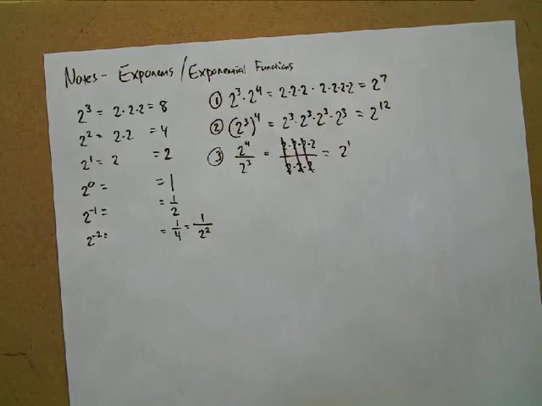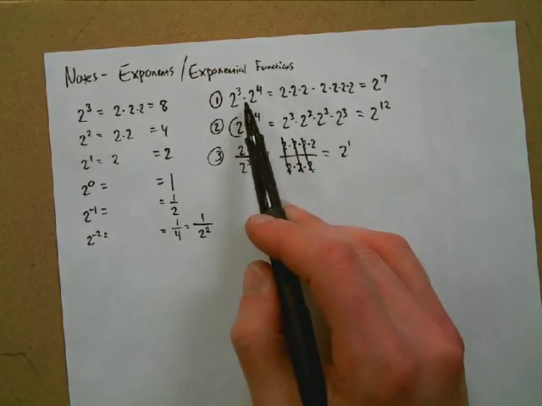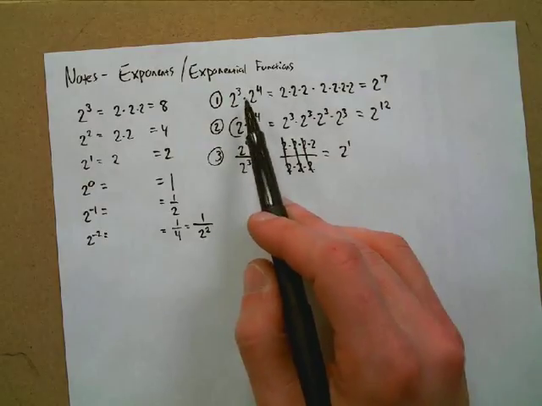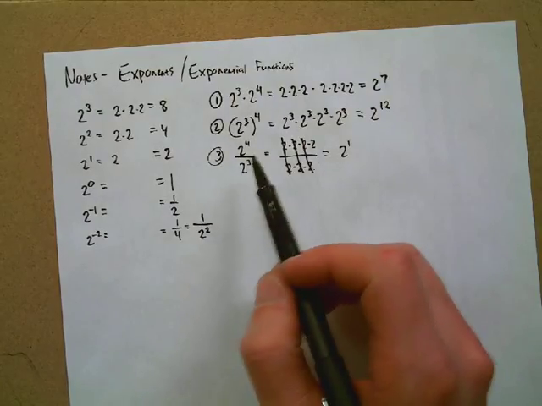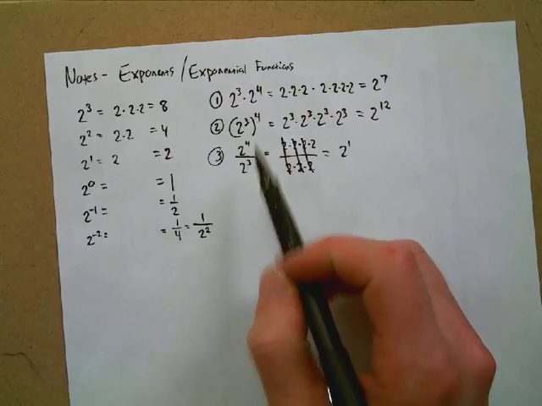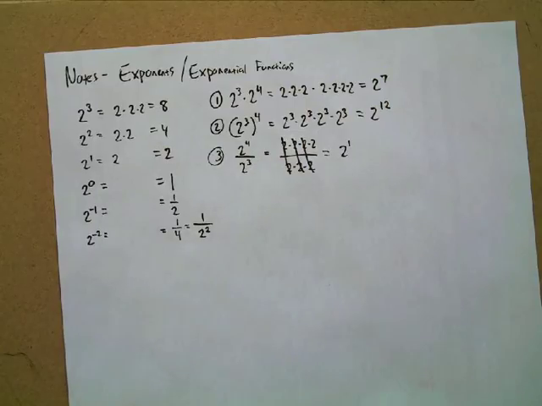Which makes sense, right? If when we multiply, we add the exponents, 3 plus 4 gives us 7, it makes sense that when we divide, then, we should subtract those exponents. 4 subtract 3, 2 to the 1. Makes sense, right? Okay.